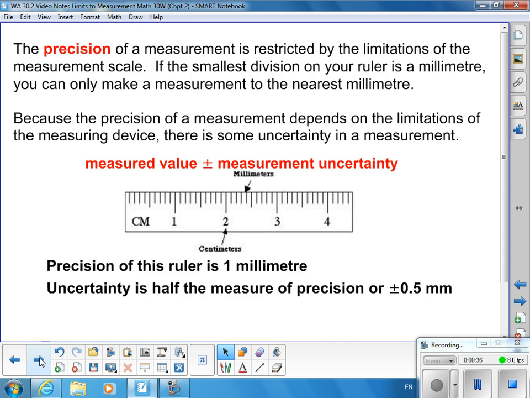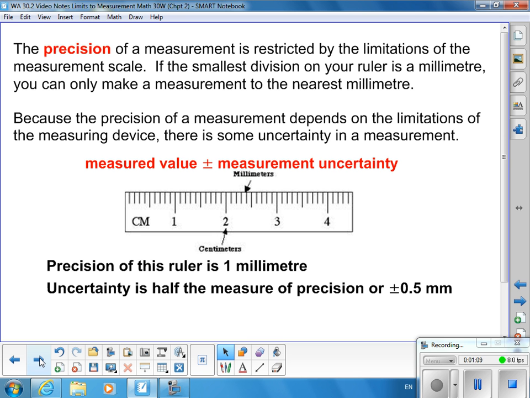Precision of a measurement is restricted by the limitations of the measurement scale. If the smallest division of your ruler is millimeters, then you can only make a measurement to the nearest millimeter. Because the precision of a measurement depends on the limitations of the measuring device, there is some uncertainty in that measurement. That means that you might think you're close to 11 millimeters, but you could be a little bit bigger than 11 millimeters or a little bit smaller. Precision of this ruler is 1 millimeter.